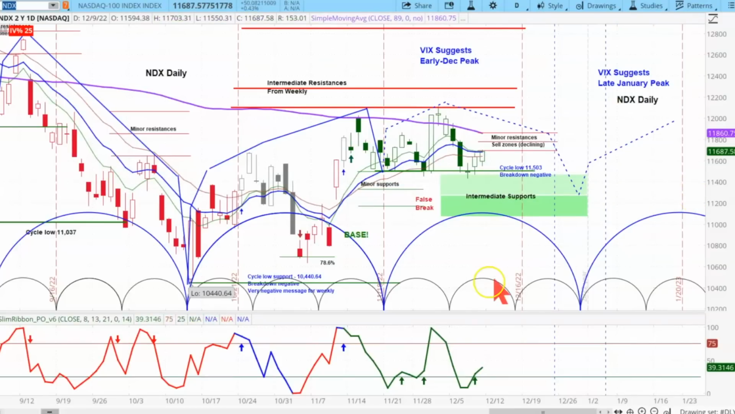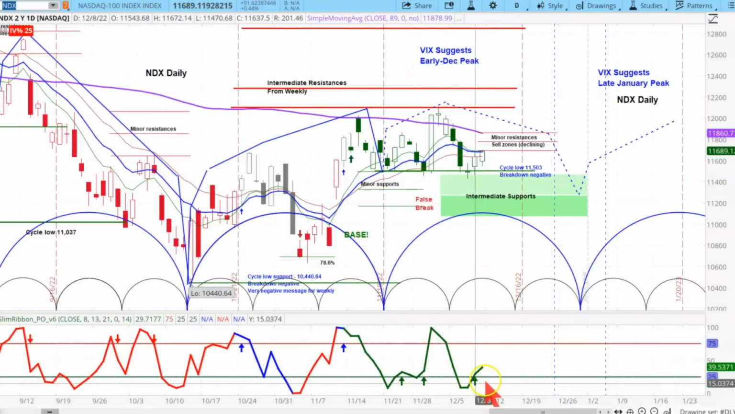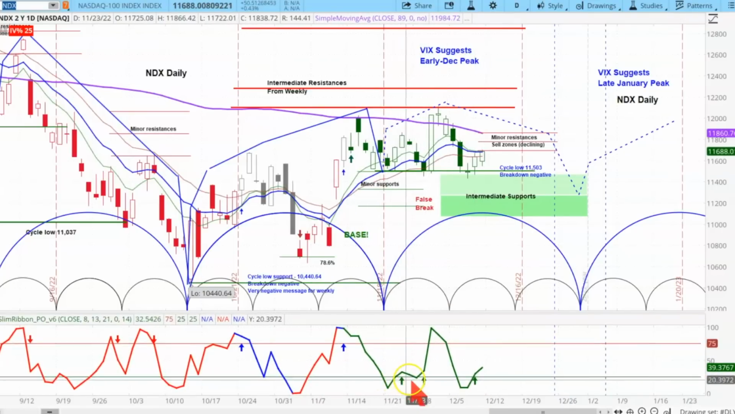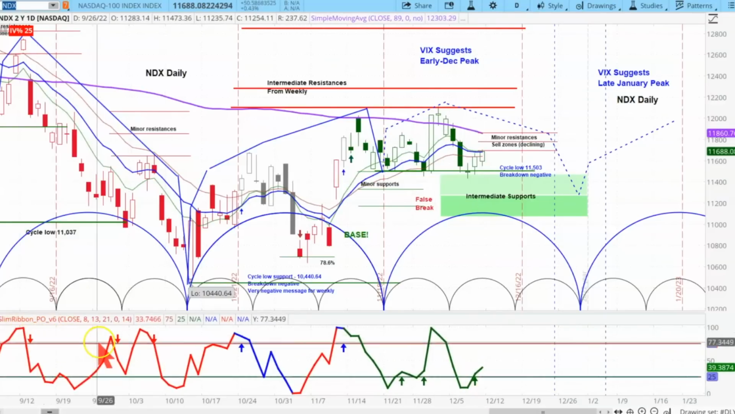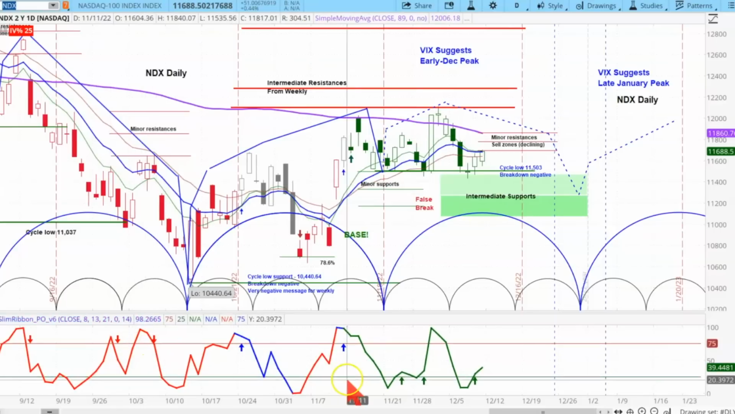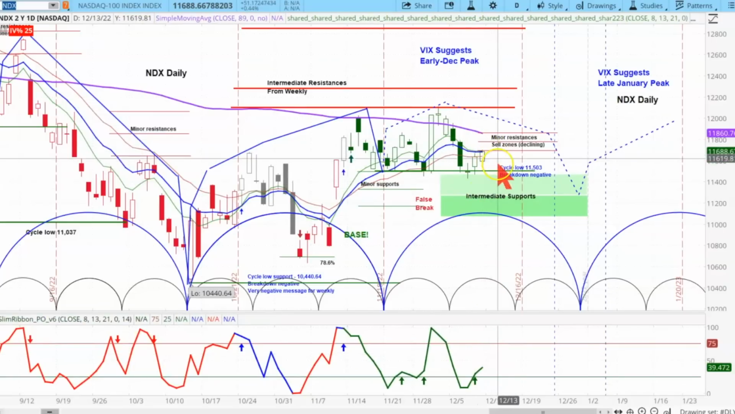Now, if you look on the bottom here at the slim ribbon PO, this is still giving those positive signals. It did the same thing on the S&P 500, and you can see over here where it was negative in red, how it was continuously going down. This says to me that, well, maybe you get a little bit, this test down over here, and then it tries to rally again.